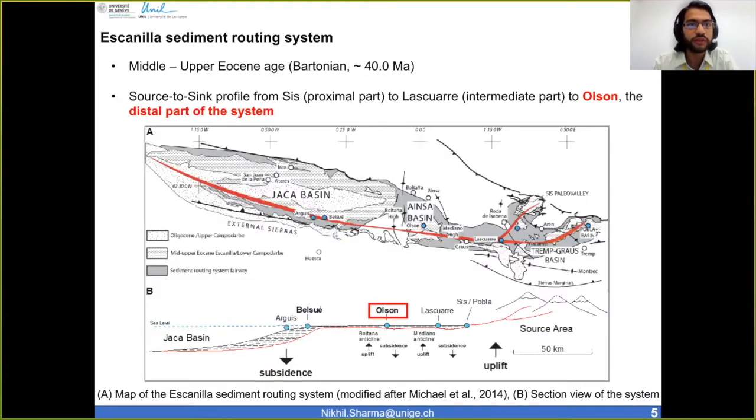And for this purpose, we use the Escanilla sediment routing system of the middle and upper Eocene age, which is Bartonian, around 40 million years. And we have a complete source-to-sink river profile. So we have Cis, which is the proximal part of the system, then La Square, which is an intermediate part of the system, and finally Olson, which is the distal part of the system. And my talk today focuses on the data we have so far from Olson.